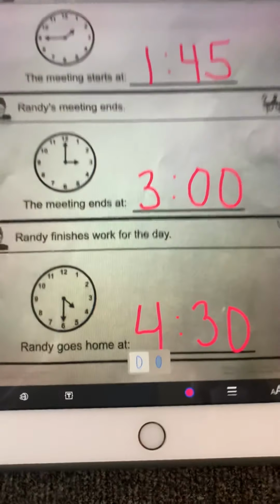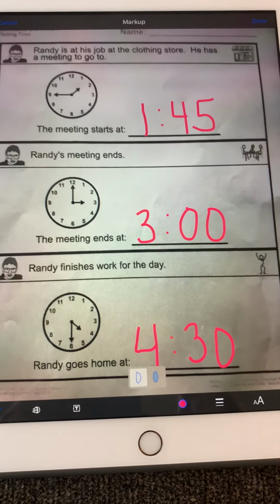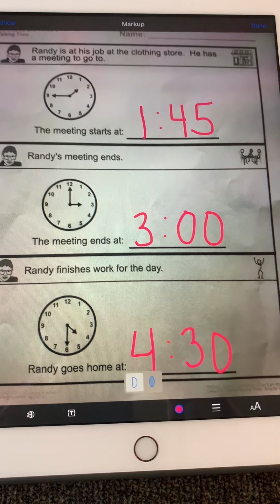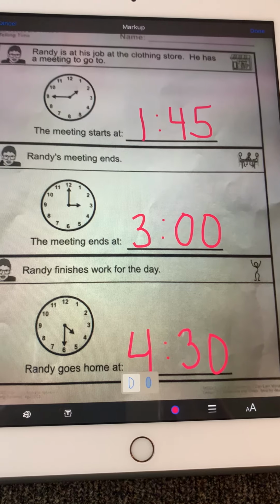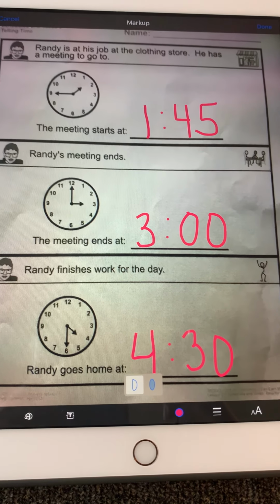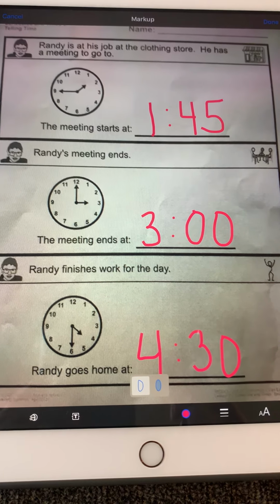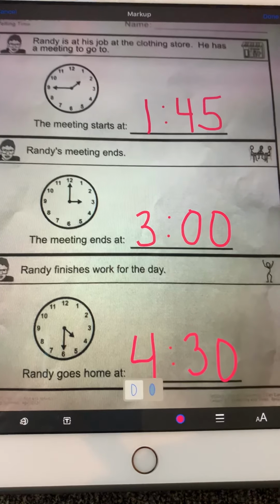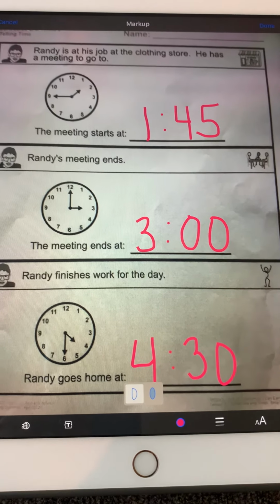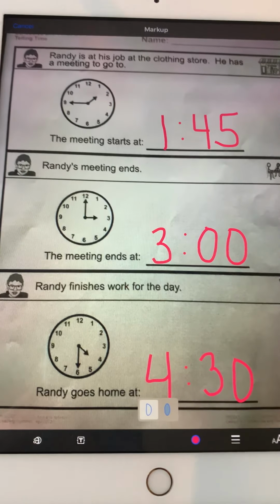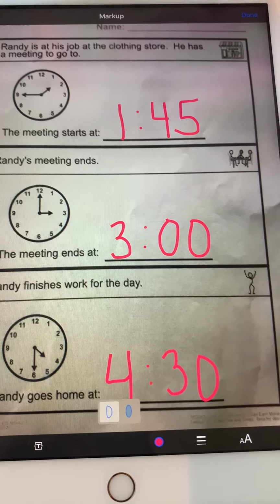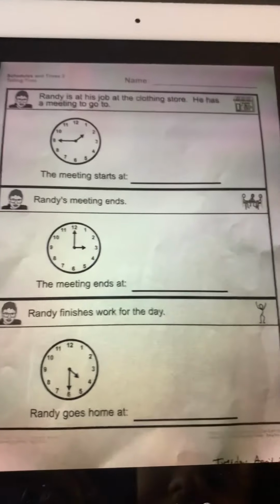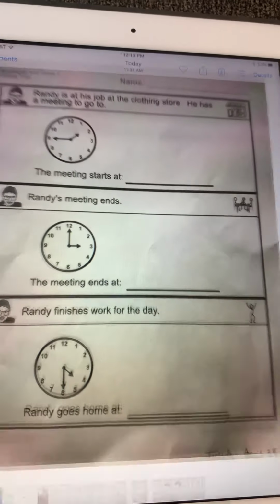Okay, so this is what your paper should look like. And it's important for you all to know how to tell time. It's going to keep you all on a schedule, and you'll just kind of know what time of day it is. And I know it's really easy to read a digital clock, but it's also important for you all to know how to read an analog clock. Okay. We're going to move on to the next sheet.